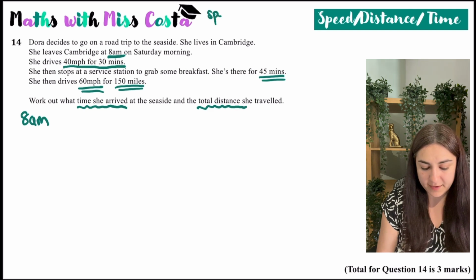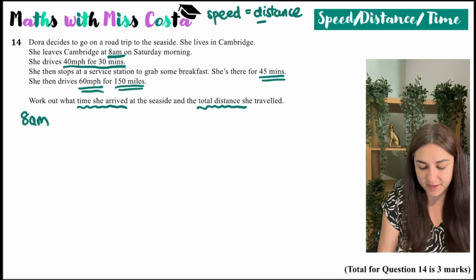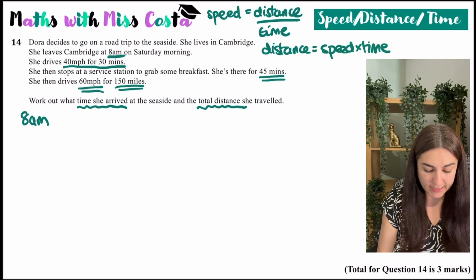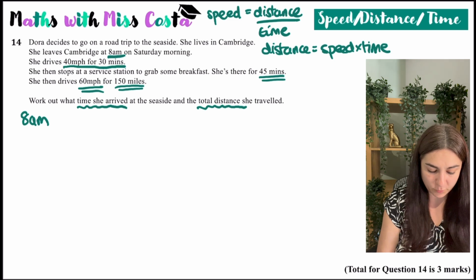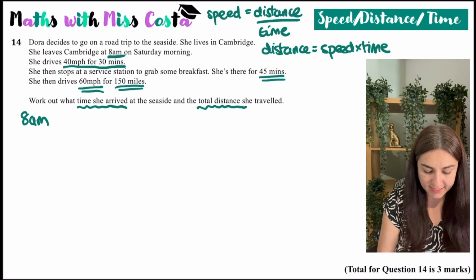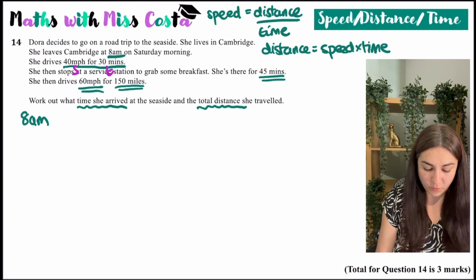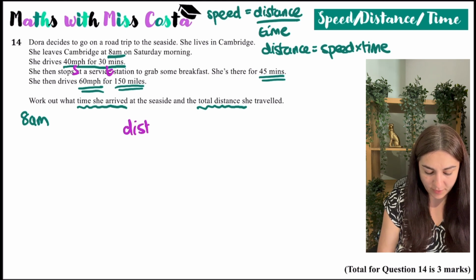So what's the formula for speed, distance and time? Speed equals distance divided by time, and therefore distance is speed times time, and so forth. Okay, so let's figure some stuff out. So she drives for 40 miles per hour for 30 minutes. So I know the speed and I know the time. So I want to work out the distance. How do I work out distance? Distance is speed times time.